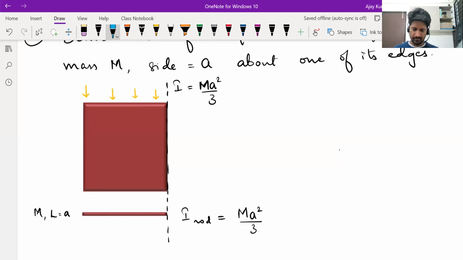Okay, next. Try to answer this directly, any of you. What will the square's moment of inertia be about this axis passing through its center parallel to two of its edges? How much will the moment of inertia be about this axis? Aishwarya, try to answer.